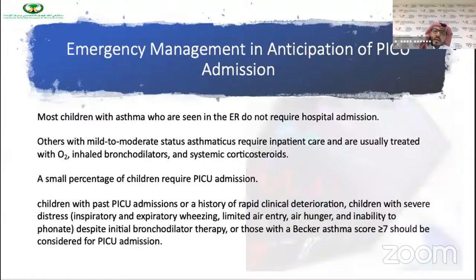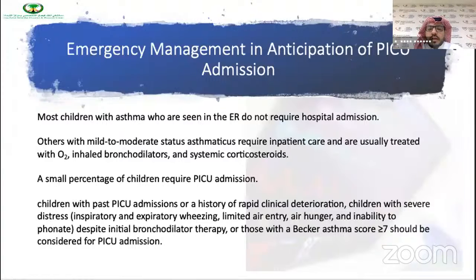We're going to talk about the emergency management of the patient with asthma. Just to highlight a few facts about asthma presentation to the hospital. Most children with asthma who are seen in the emergency department don't require hospital admission. Others with mild to moderate status asthmaticus require inpatient admission and are usually treated with oxygen, inhaled bronchodilators, in addition to corticosteroid. Only a small percentage of children require PICU admission.